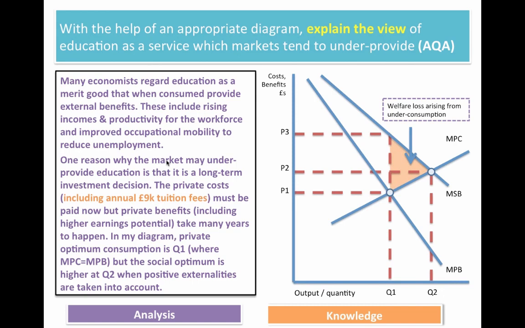In my diagram, the private optimum consumption is Q1, where you just think about your marginal private benefits and private costs. But actually, if we think about the externality effects, the social benefit lies above the private benefit, and actually we prefer to have a level of consumption of education of Q2. So the difference between Q1 and Q2 in the diagram on the right-hand side here is the under provision. It's the under consumption of education as a merit good. And that, of course, creates a social welfare loss. So I'm combining, hopefully, clear analysis writing with a very clear analysis diagram.